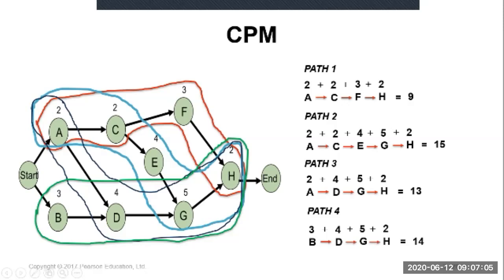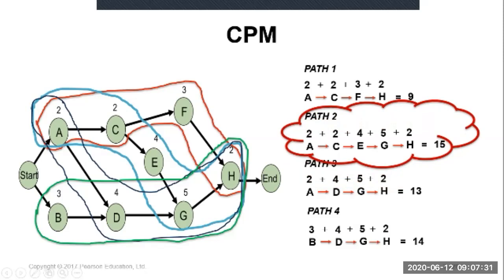Remember, after we draw the network, then we can identify the longest path. Do we have another path? You have to calculate all paths. Based on this diagram, I think we have only 4 paths. Among these, the longest path is path 2. The durations are 9, 15, 13, 14 weeks, so the longest one is 15 weeks.